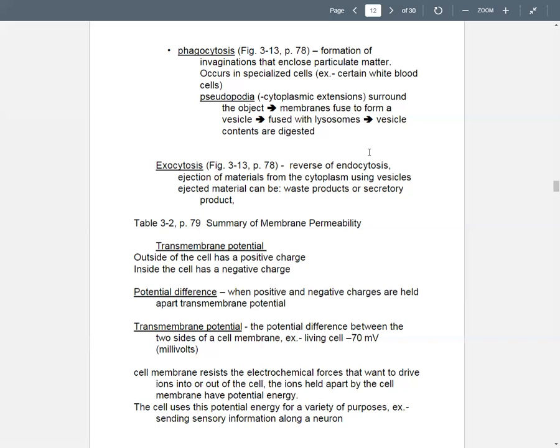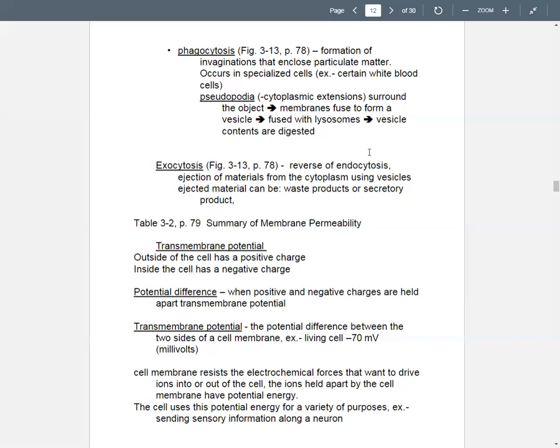Exocytosis is the reverse. Exo means out, outer. That's taking things out. So it could be good things, in the case of secretory products, things that you need to send to other cells. They could be bad, or they could be waste products, and you're sending them out.